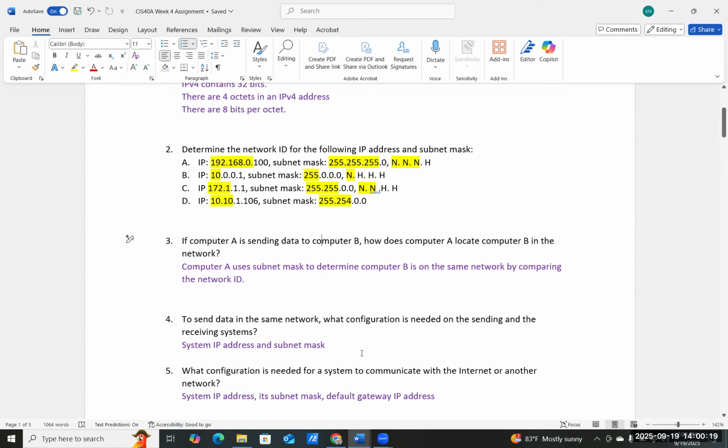So for 4, it says to send data in the same network, what configuration is needed on the sending and the receiving system? So we will work on this down the line. You saw a little bit of network adapter configuration. You took a screenshot of the IP address and the MAC, right? We are going to go in and we're going to statically give the system an IP address. That means that we manually enter an IP address for that system.